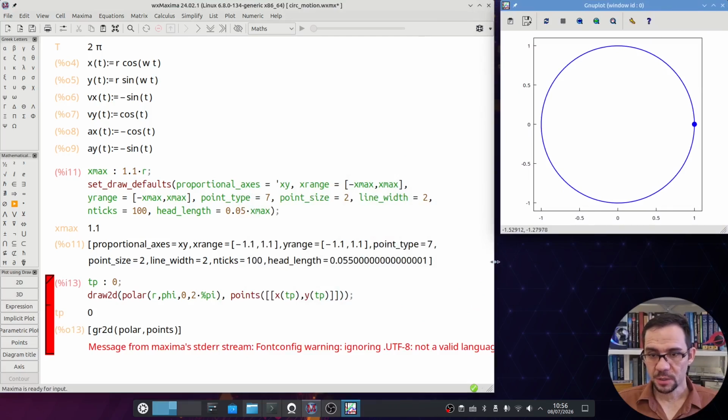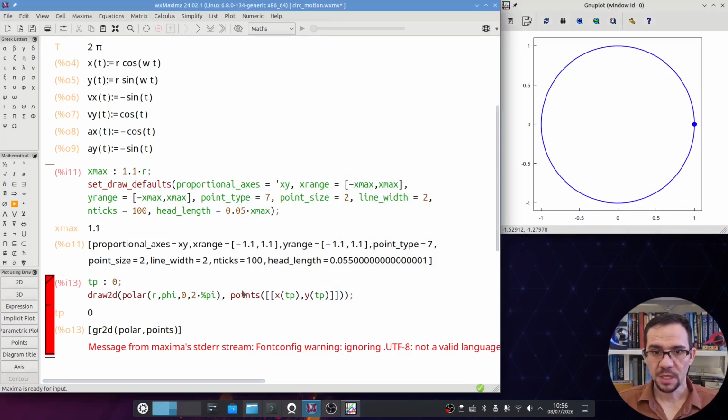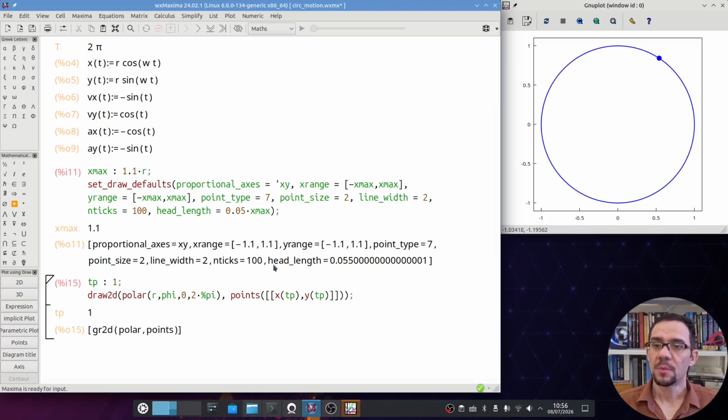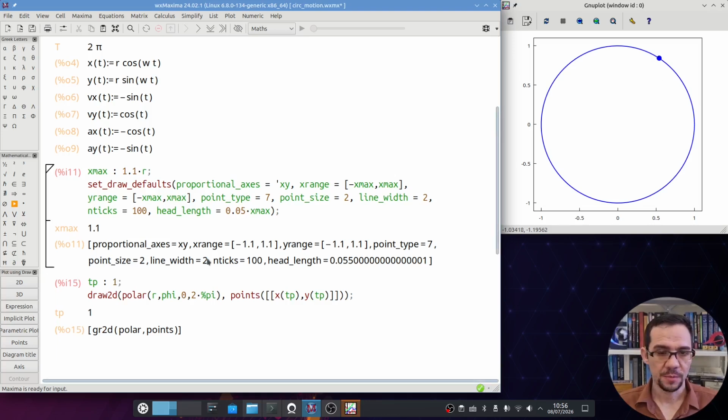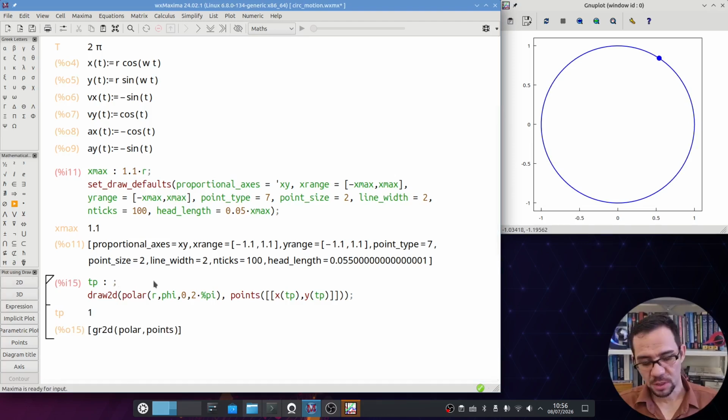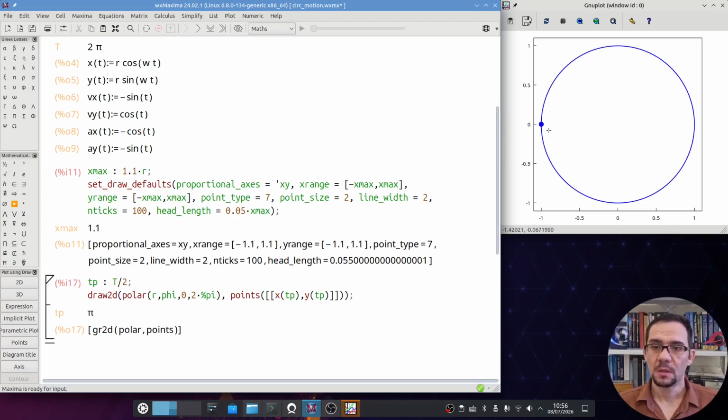This representation is interesting because if we change the value of TP, then this representation is going to change. For example, if I set TP to 1, then the particle position changes here. If I change TP to, for example, the period divided by 2, then the particle is here.